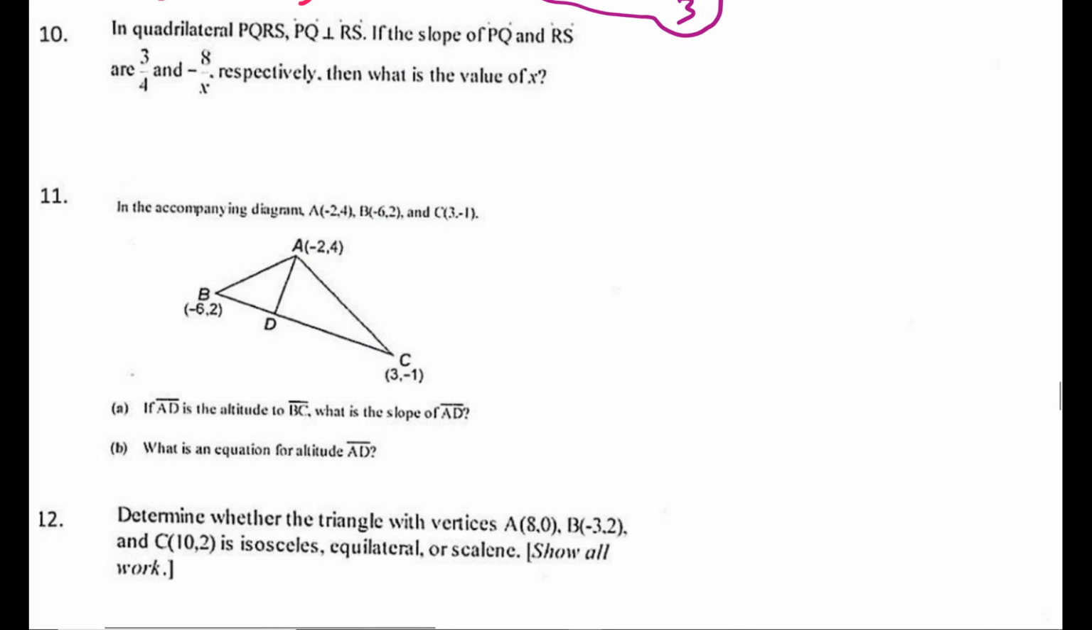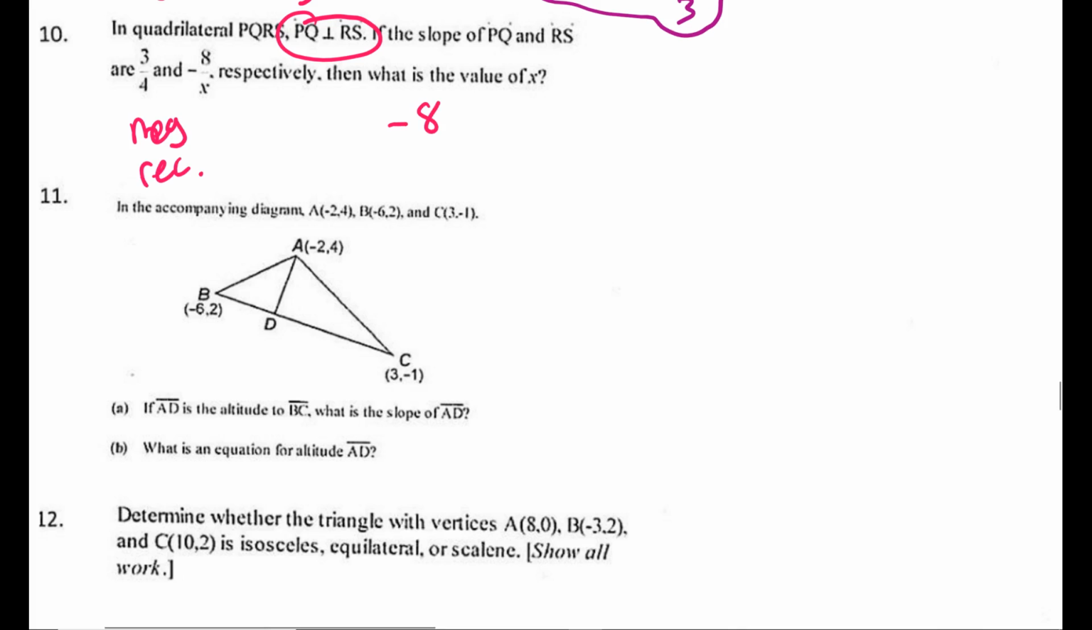For number 10, in quadrilateral PQRS, PQ is perpendicular to RS, and the slopes of PQ and RS are 3/4 and -8 over x. What is the value of x? Again, you see that perpendicular sign. You should be thinking to yourself negative reciprocal slopes.